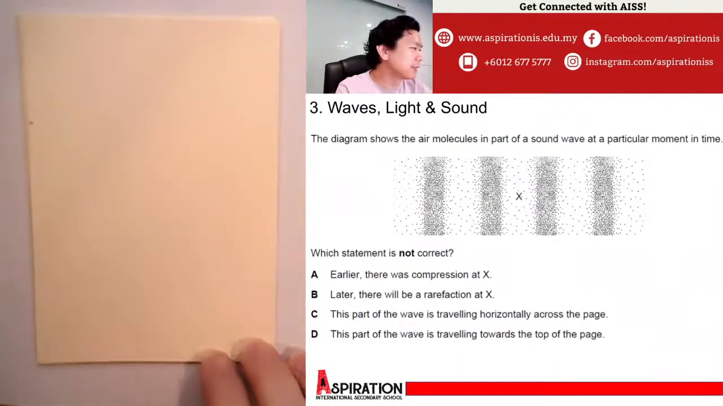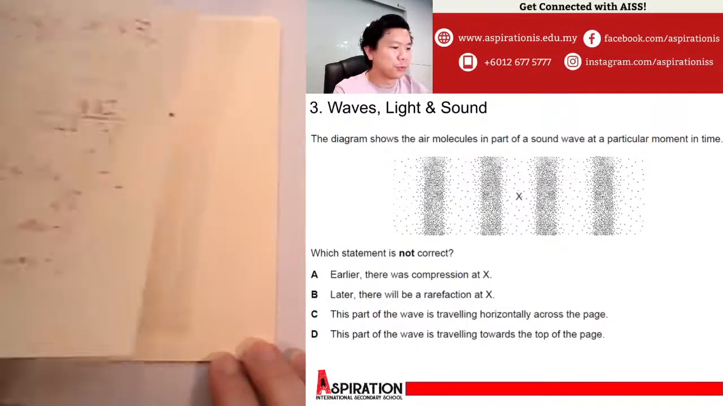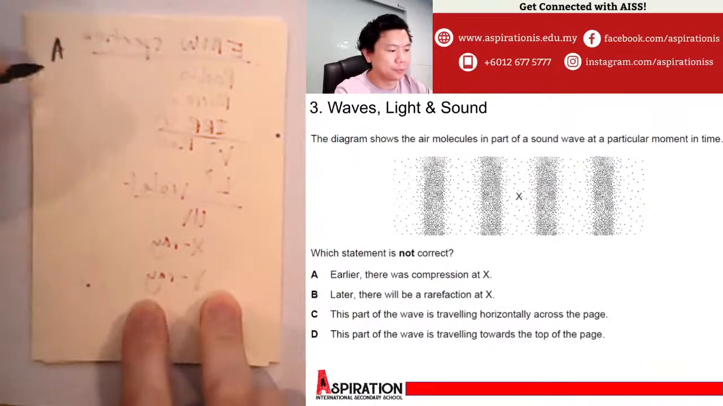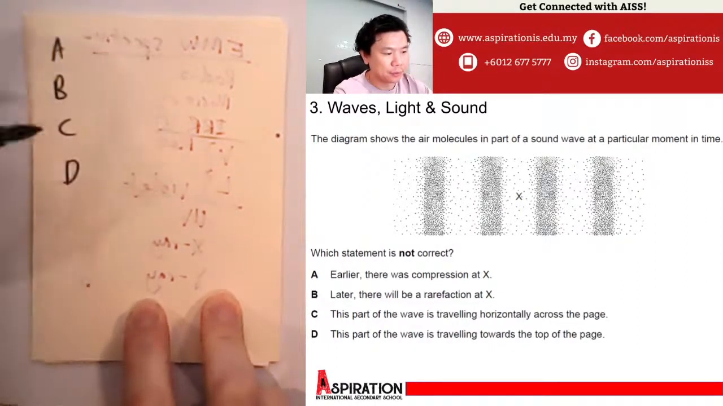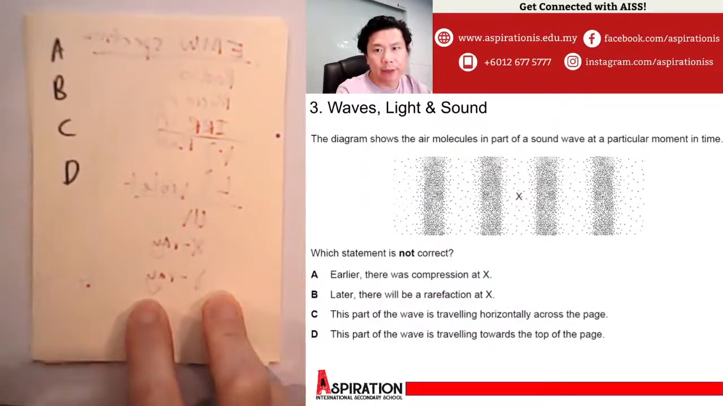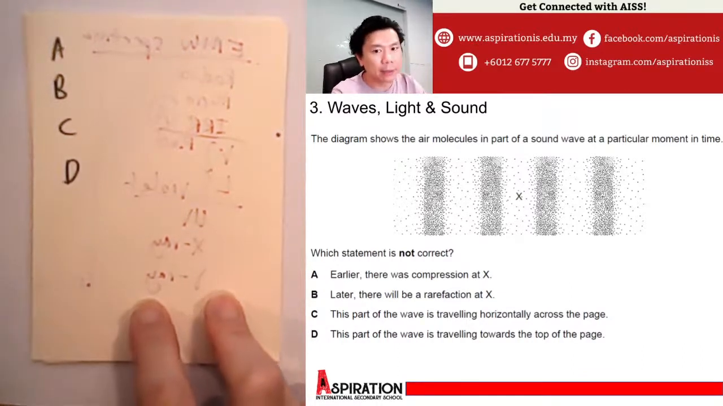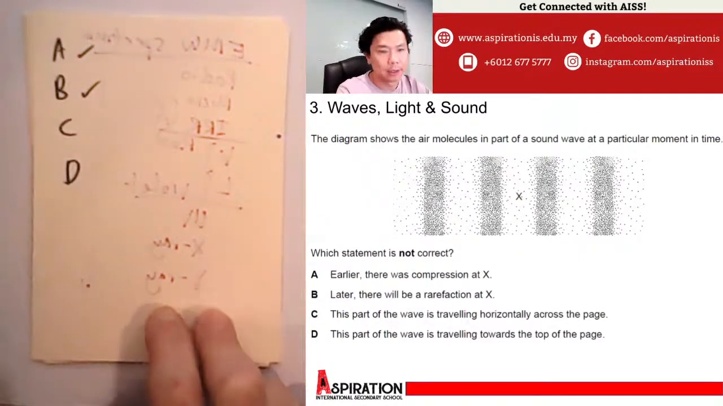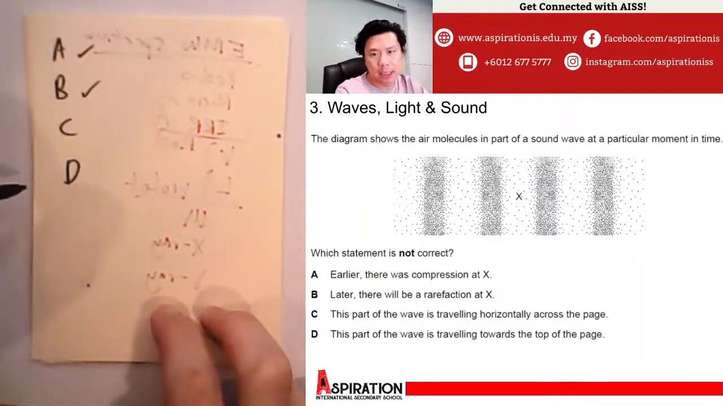Fantastic, Ian. Fantastic. Okay, looking at this current question now, let's look at A, B, C, and D. Yes, A is a rarefaction at this point in time. So earlier there was a compression and later there will be another rarefaction at X. So A and B, they are both correct. Now it's only C and D.